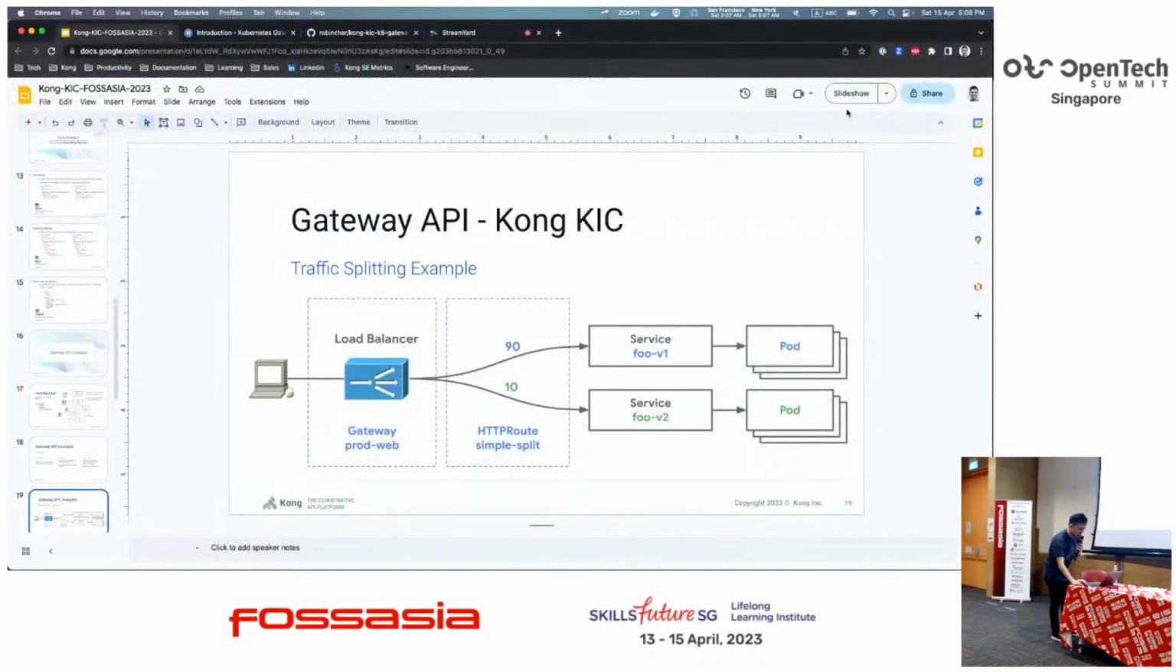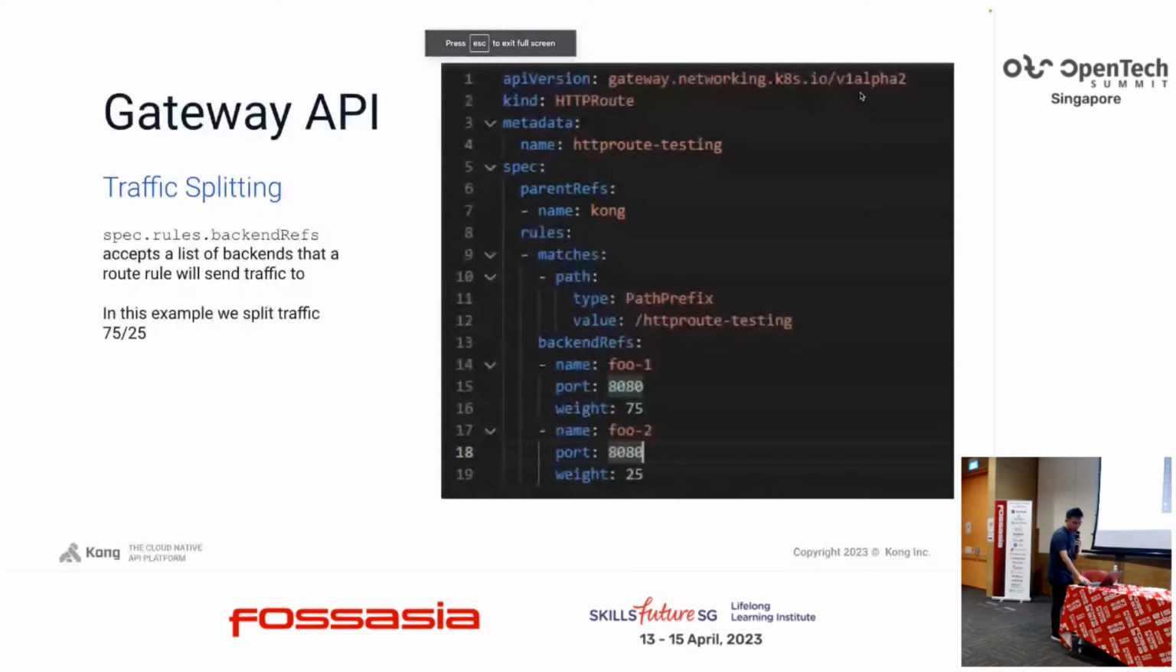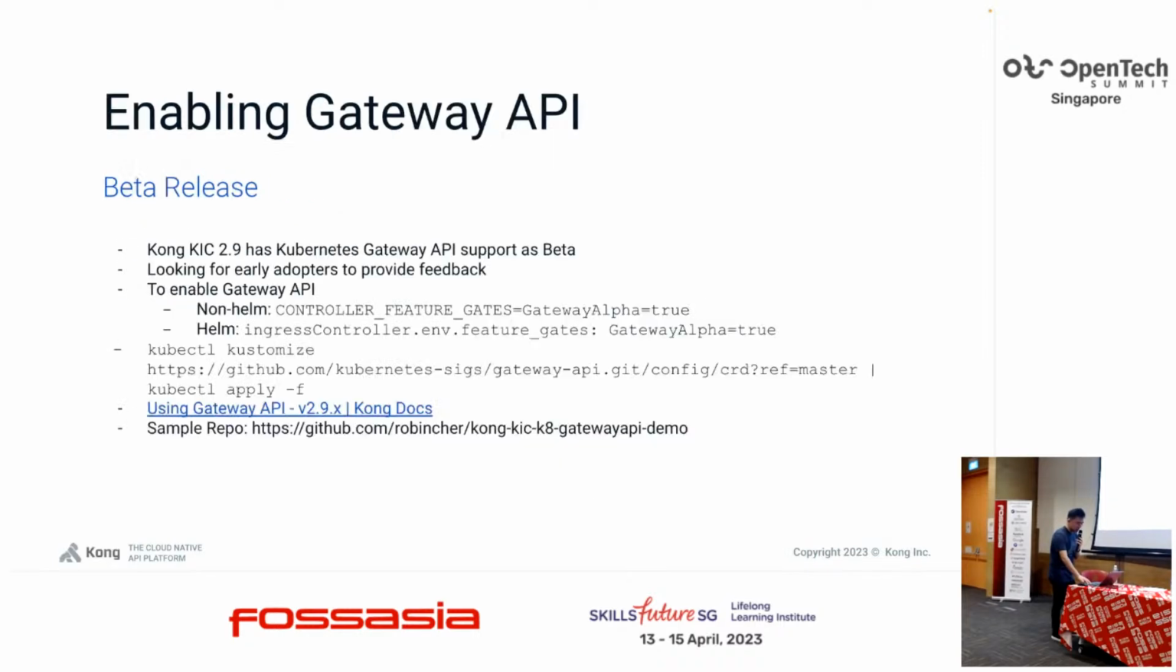Okay, so yeah, this is what I just showed, so I won't say too much. And additional route support: remember this, TCP, gRPC, UDP. And this is how you can enable the Gateway API using Kong. I'm not sure about other implementations, but the slide I shared with the organizer, so I think you can download.